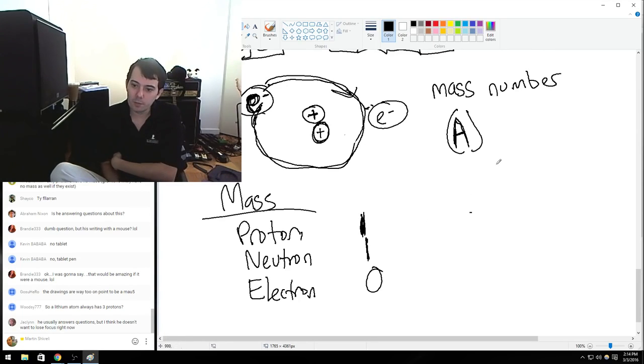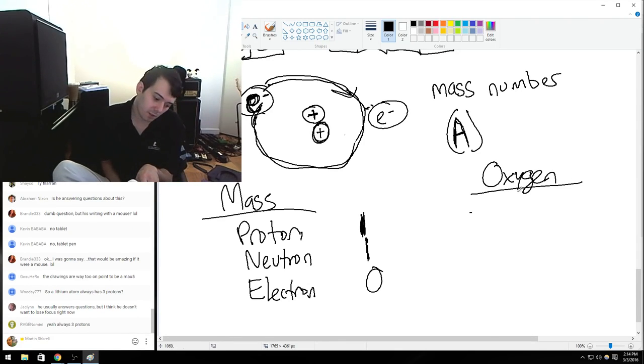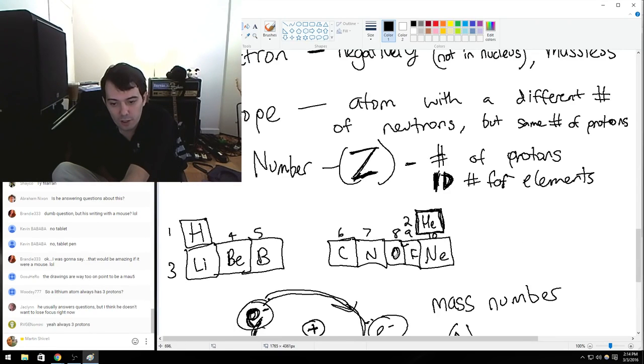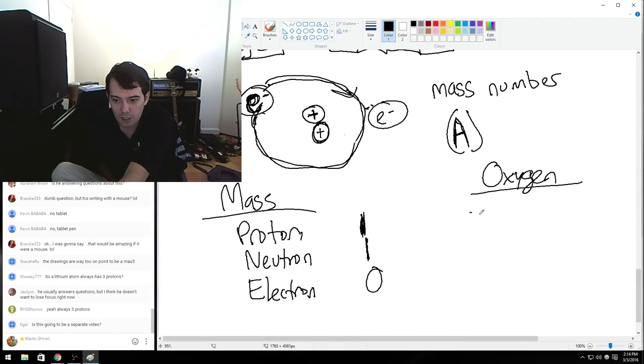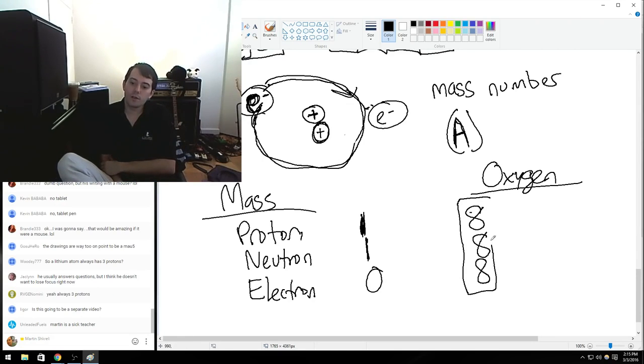So in most atoms, let's just take oxygen. We look up in our periodic table, where's oxygen? Well, it's number 8. Here's my brief periodic table. Here it is, oxygen 8. So that means it has 8 protons. Most atoms will have the same number of neutrons, protons, and electrons if they're neutrally charged atoms. There's one exception, which is hydrogen.